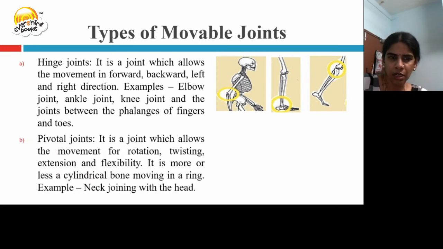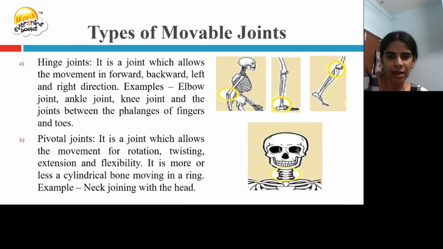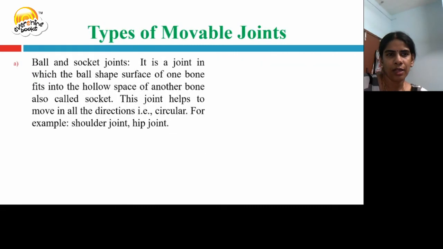Next is the pivot joint. Here you can see movement for rotation, twisting, extension and flexibility. It's more or less a cylindrical bone moving in a ring. Which part of the body is capable of doing these movements? Yes, it is the neck joining with the head. You can turn, rotate, extend and flex.